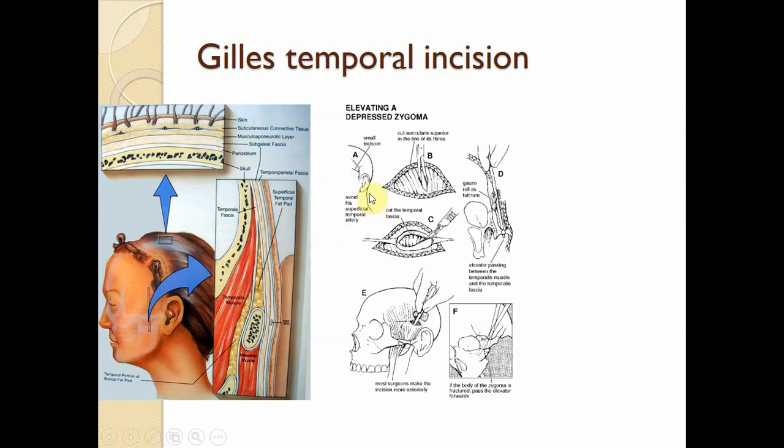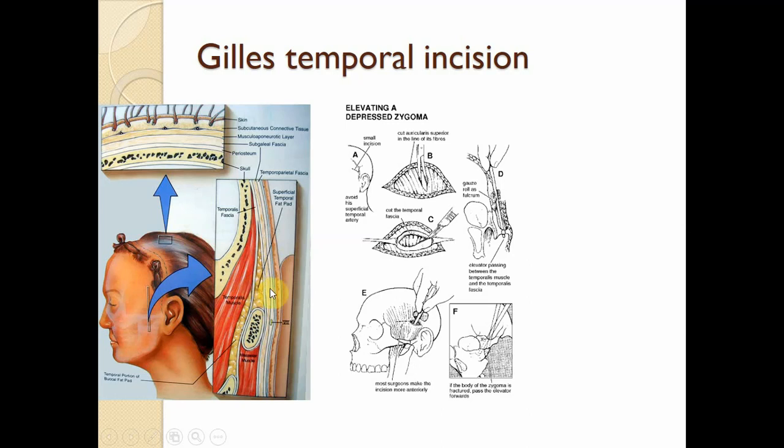Gillies temporal approach is the most commonly used approach. In the Gillies temporal approach, a small incision is placed on the temporal region, but avoid the superficial temporal artery. Then we reflect the superficial temporalis fascia, then it goes to the deep temporalis fascia, then you can see the temporalis muscle.